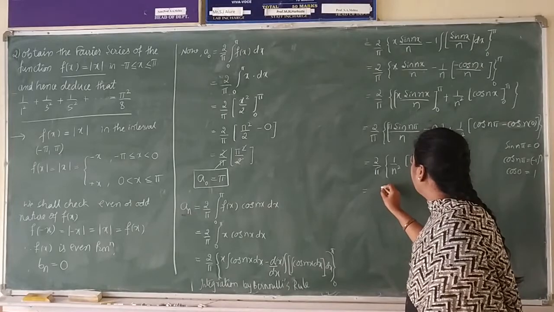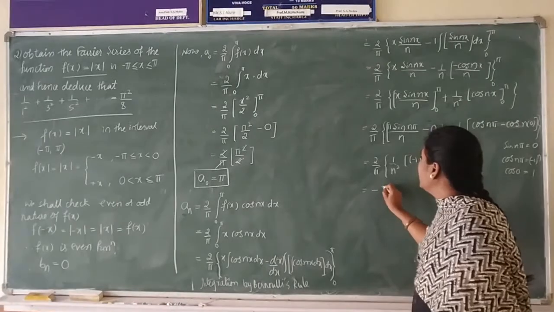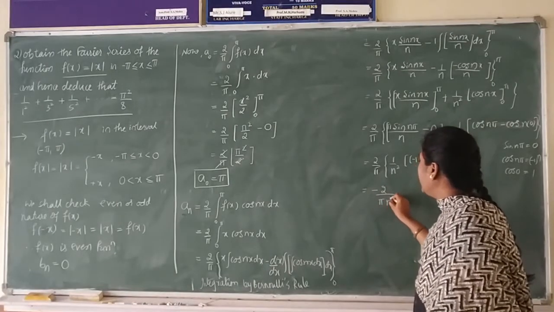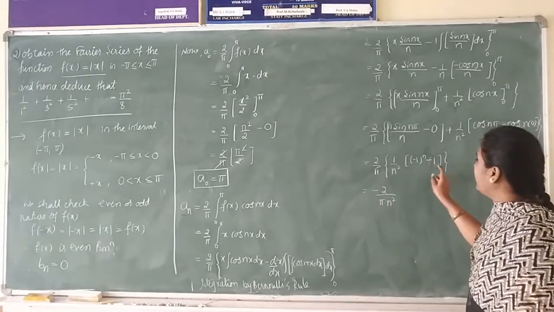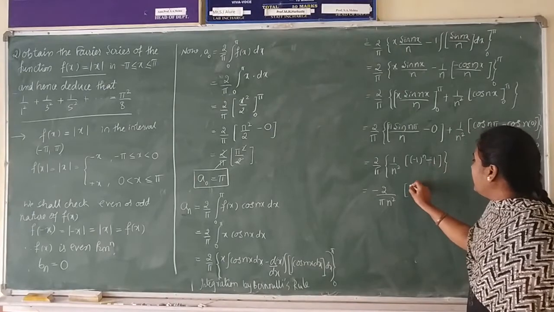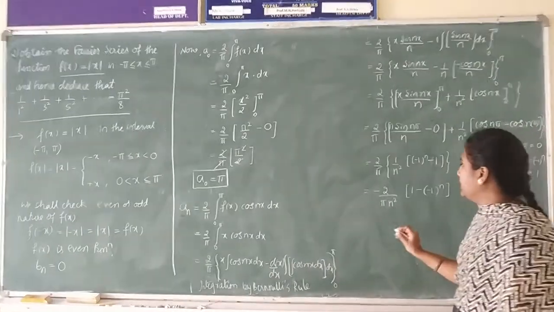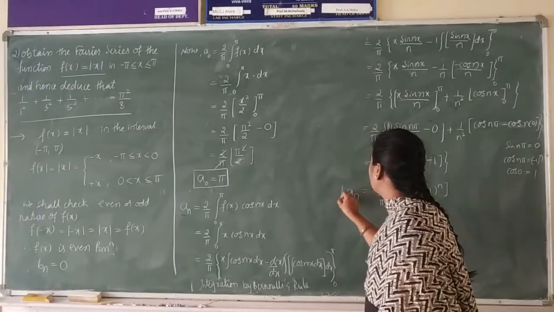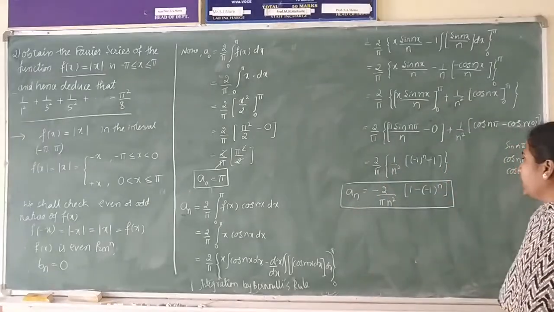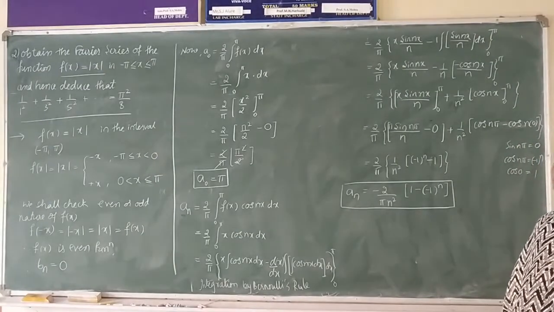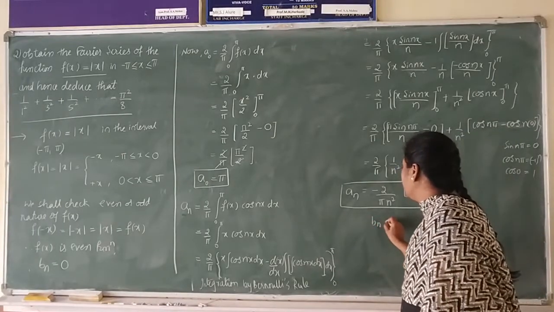Or I am taking minus common from this term, that is minus 2 by pi into n square. 2 into 1, 2, pi into n square. And I have taken minus common from this term, that is 1 minus of minus 1 raised to n. This is nothing but a n. a n is equal to minus 2 upon pi n square into bracket 1 minus of minus 1 raised to n. This is a n. And we know that b n is equal to 0.